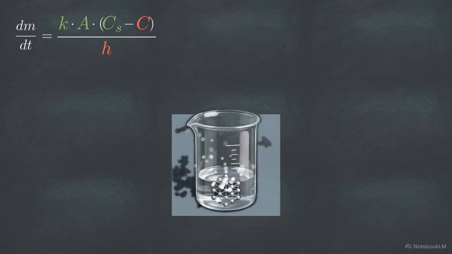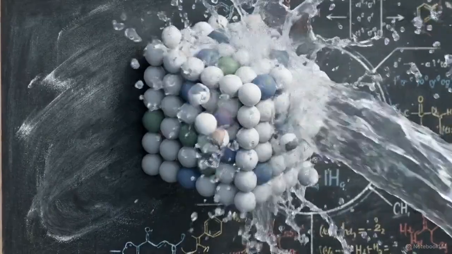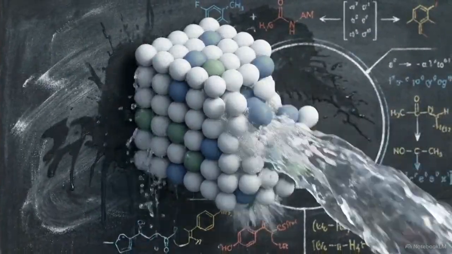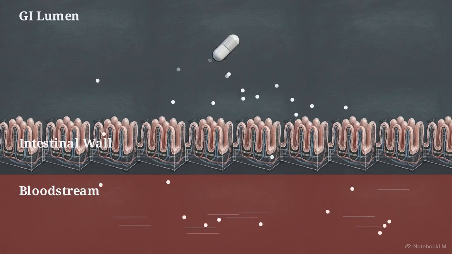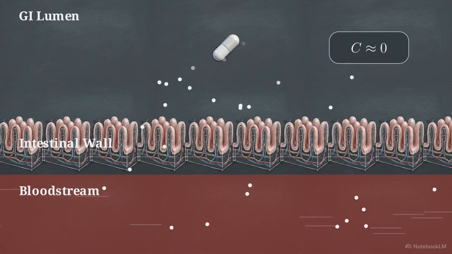If the volume of the bulk liquid is massive, the concentration of the dissolved drug, C, never has a chance to build up. When the bulk concentration remains below 10% of the absolute saturation limit, the system achieves what are called sink conditions. Under sink conditions, the subtractive C drops to 0, simplifying the math. This mimics the actual in vivo environment. When a patient takes a pill, the gastrointestinal fluids dissolve the drug, but the intestinal walls rapidly absorb it into the bloodstream, constantly sweeping the solute away and keeping the local concentration near 0.